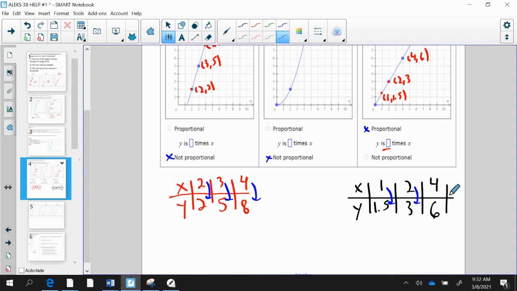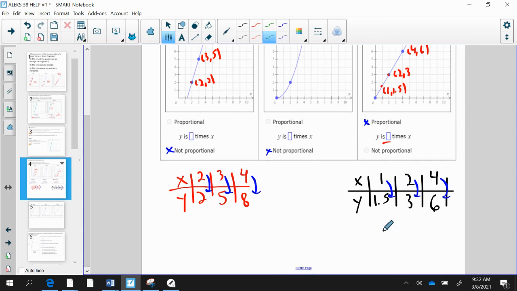Look here. How do I find how many times bigger y is than x? Well, there's a pattern here. And if you ever want to figure out the pattern, you're going to take y divided by x, and it should give you the same amounts. Divide each of these, y divided by x, and you're going to realize that each of these gives you 1.5. So y is 1.5 times bigger than x.